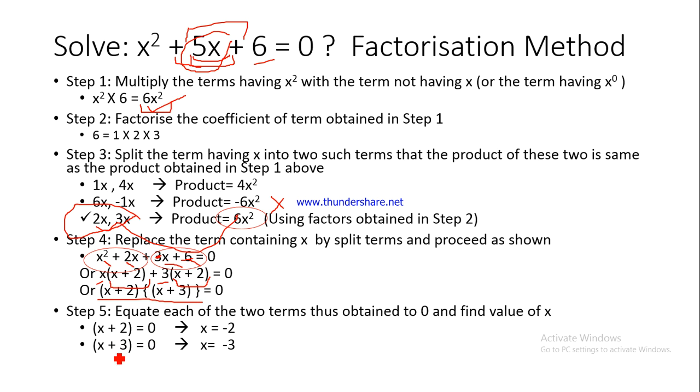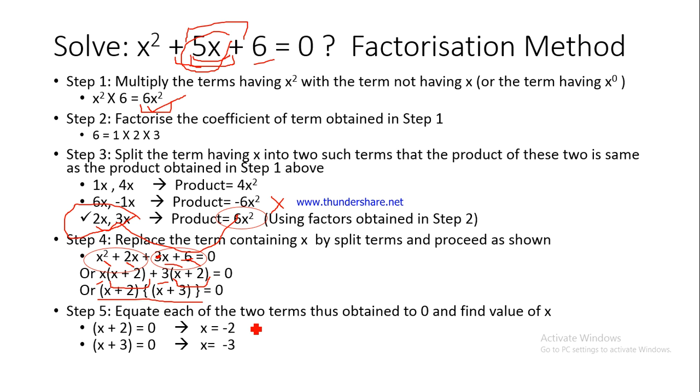x plus 3 is equal to 0. So again, when 3 moves to the right side, the sign changes. So these are the two possible values of x in this particular equation, and this is the solution for this equation. So now we have solved for x in x square plus 5x plus 6.